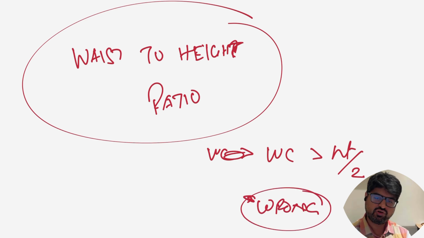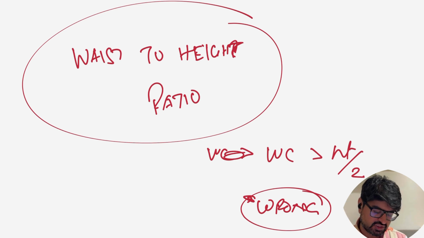Very, very simple marker. How do you measure waist circumference? What size pants you wear, right? If the size of the pant you wear is more than half of your height, that means you are in a problem. So it is a very simple marker to estimate. Forget BMI and other things, the marker you have to focus on is waist to height ratio.